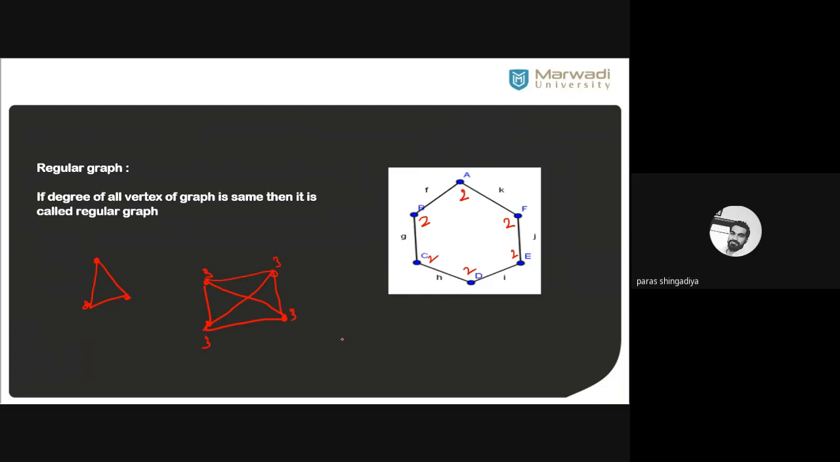And if I modify this graph and consider this one, it is not a regular graph. Look here, the degree is 2, that is also 2 here, that is 3 and that is 1, so it is not a regular graph. If all the vertices have equal degree, then it is called a regular graph. Is it clear to all?